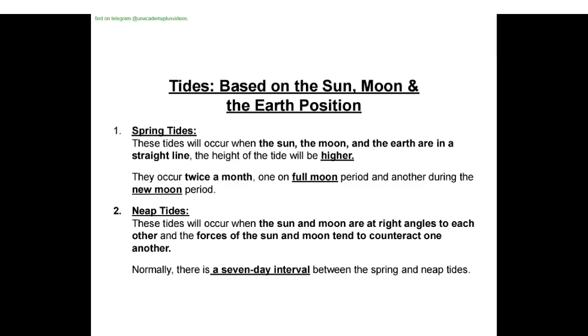Spring tides. These tides occur when the sun, the moon, and the earth are in a straight line. The height of the tide will be higher. They occur twice a month, one during the full moon period and another during the new moon period.